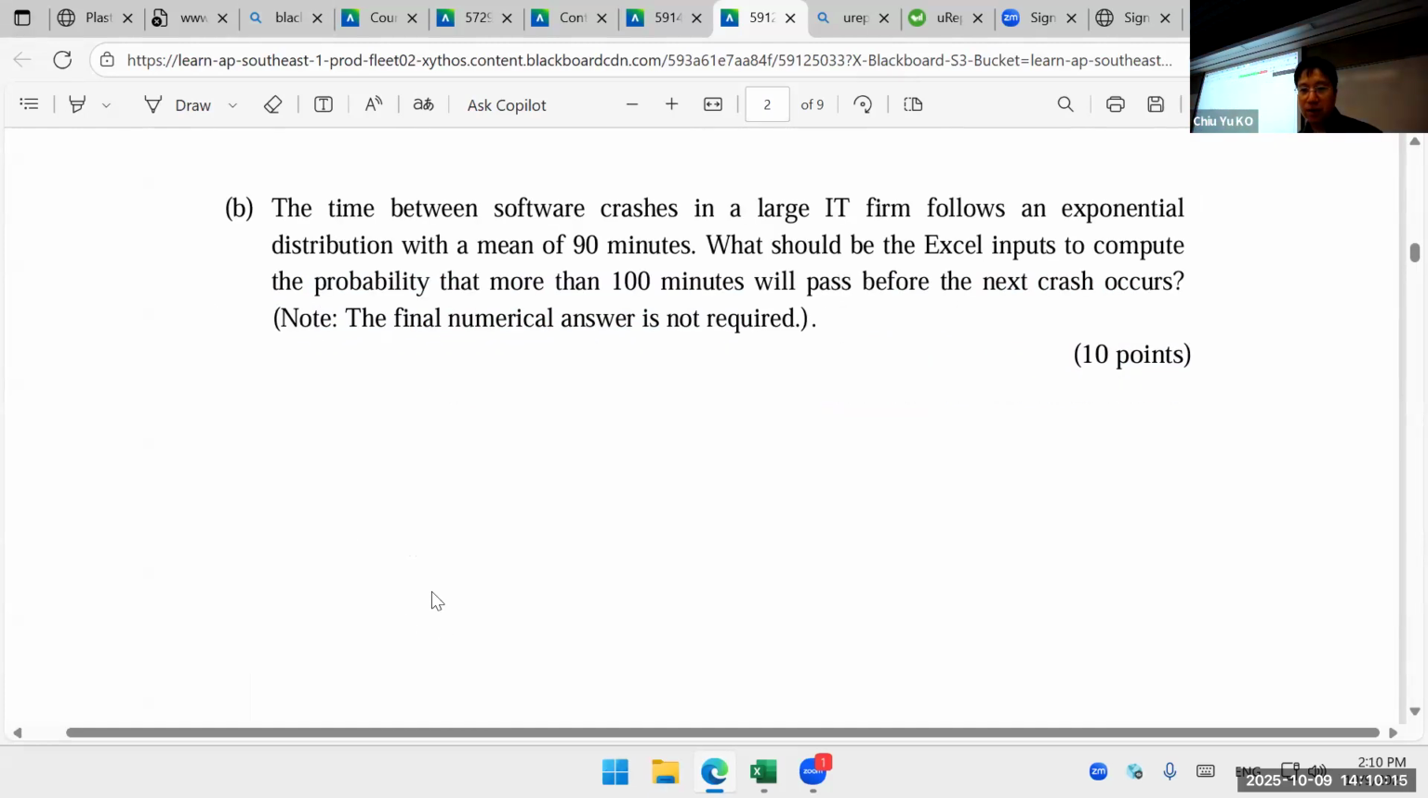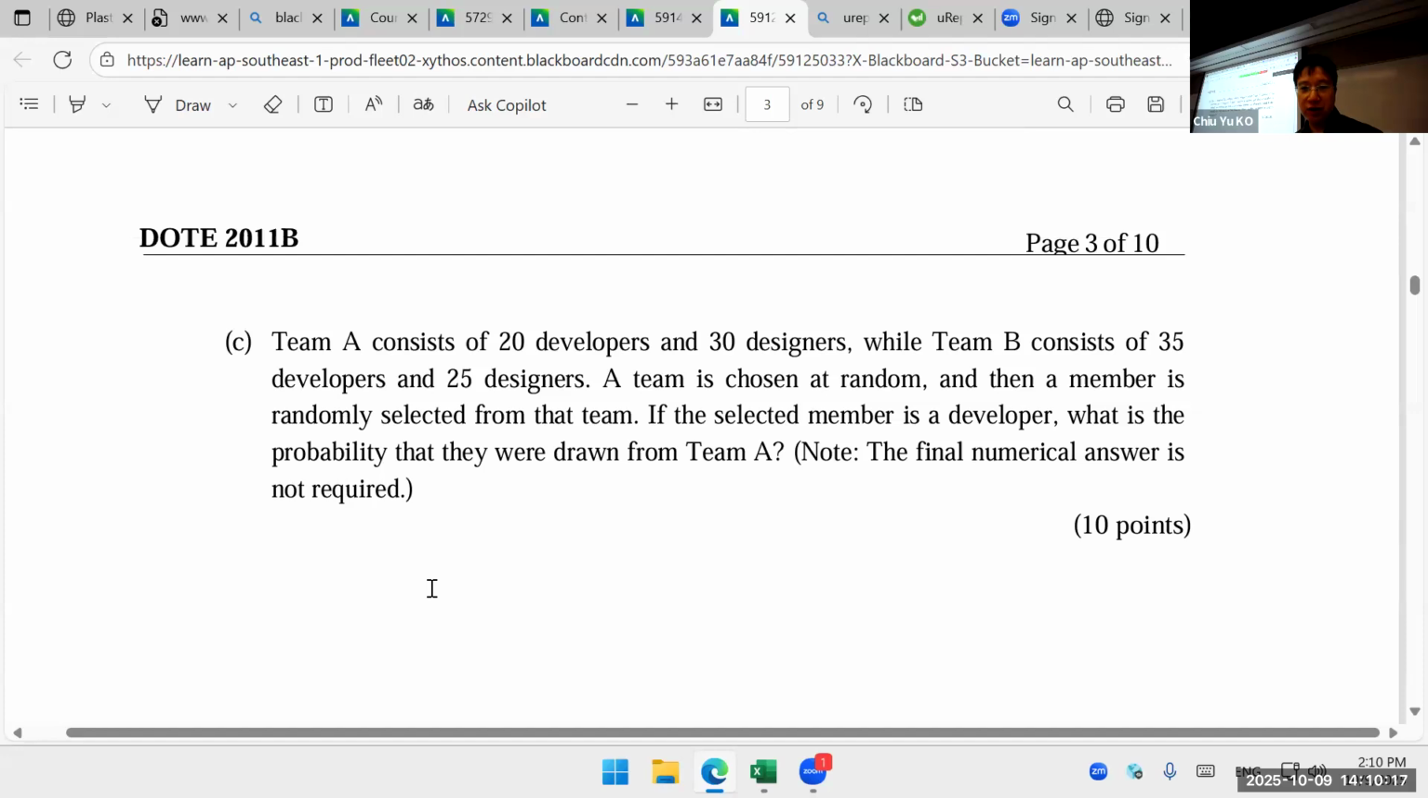The third question is more like a Bayes rule idea. Team A has 30 developers and designers, and team B has several developers and designers. You pick some people. If one person is a developer, what is the probability the person is from A? That's just a white ball and black ball, a box A and box B problem. You know how to solve it, it's just put in a different way.